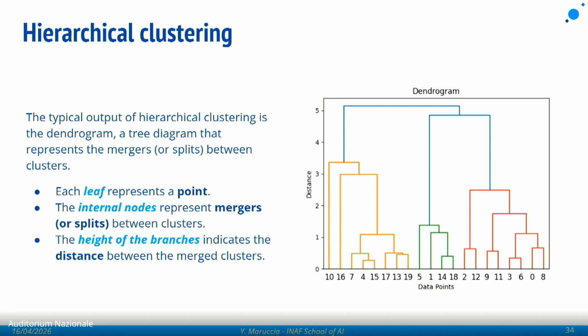Each leaf represents a point at the end, so these are called leaves. The internal nodes represent the mergers, or the splits if we are going from top to bottom, and then the height of the branches indicates the distance between the merged clusters. So it is in scale. Okay, so we are using the distance, and it is on the y-axis.